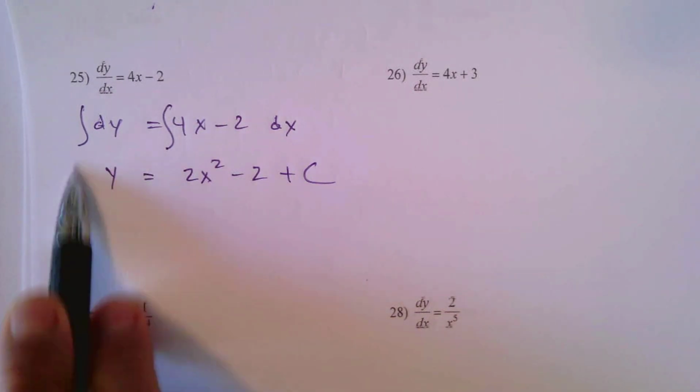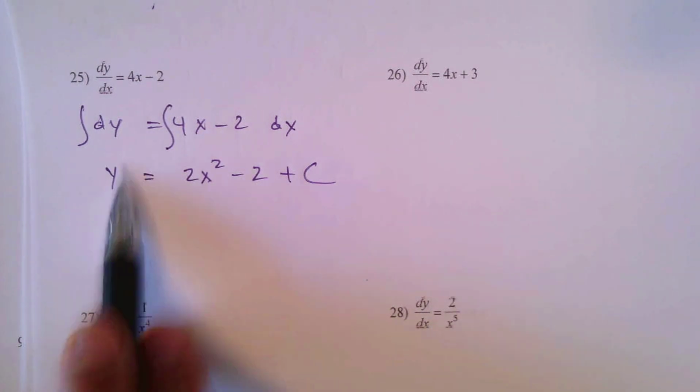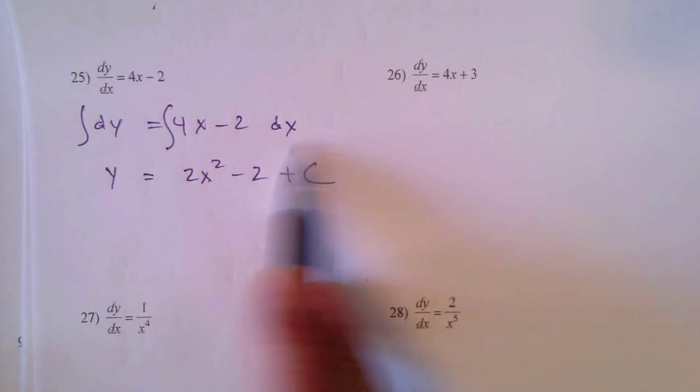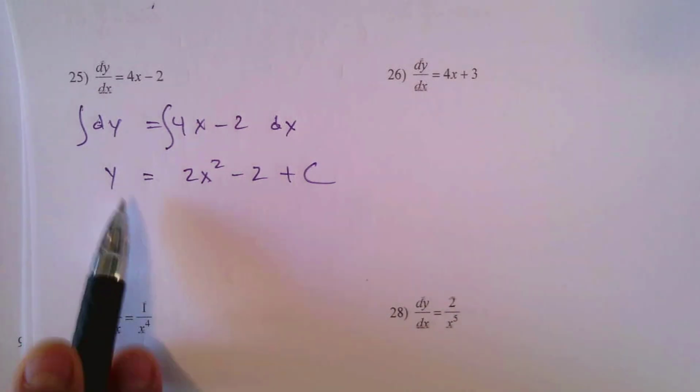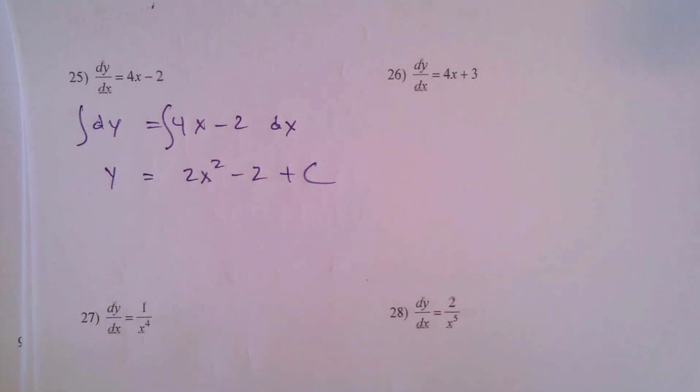Usually we would have to put plus c's on both sides, but we want to move all the c's together and just call it one big C over here. So there's our answer for 25.